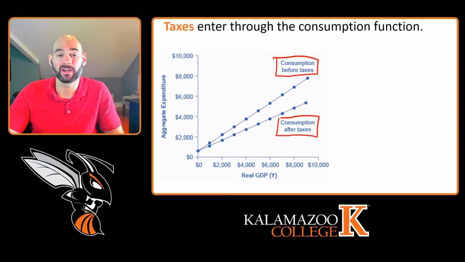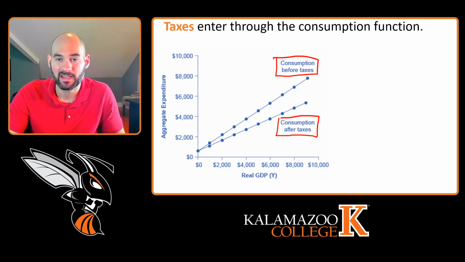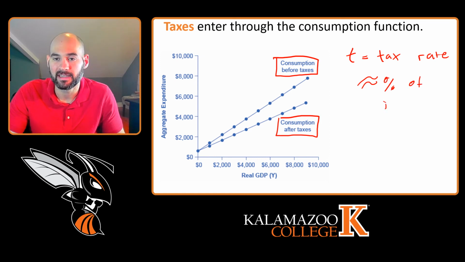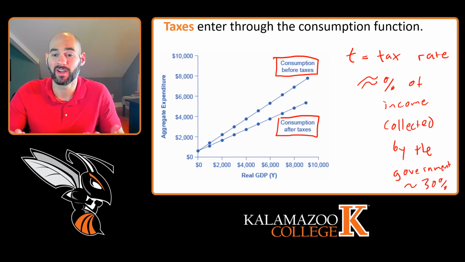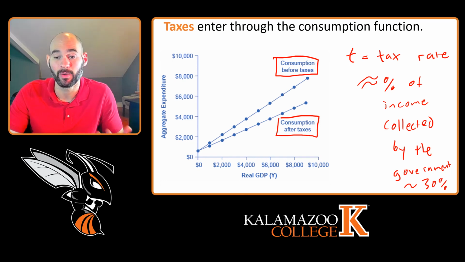In this model, we're going to think of it as being a proportionate tax rate. So T is going to equal the tax rate, and is just going to be a percent of income, which is collected by the government. So this may, for example, be 30% of each additional dollar that you earn not being available for consumption because it's going to the government.